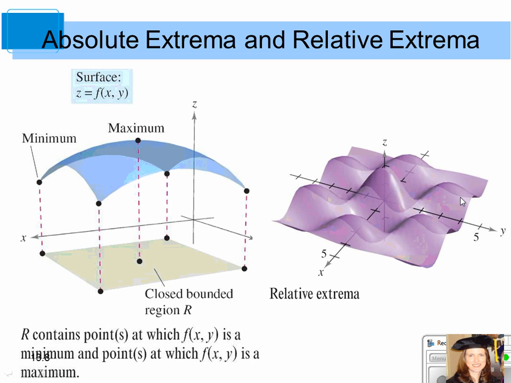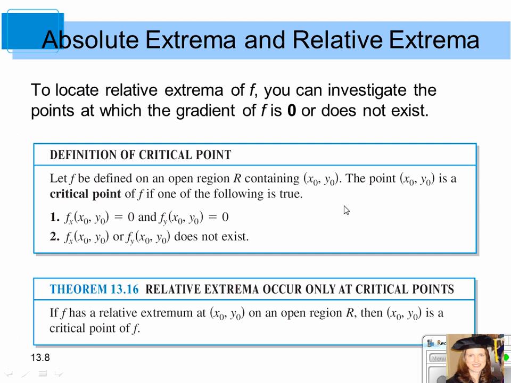We have quite a few high points. Over here, it's not the highest point for the entire surface, but it is a high point. We call it a relative maximum. And as well we have some low points here, a relative minimum. To locate relative extrema of f, you can investigate the points at which the gradient of f is 0 or does not exist.